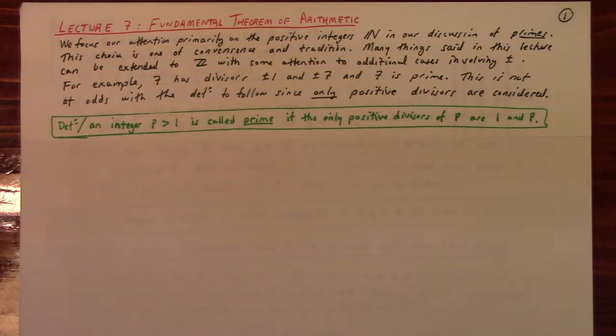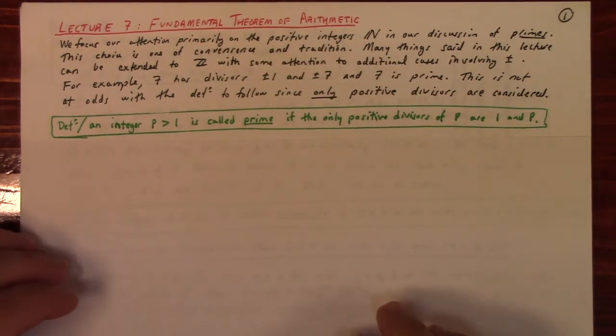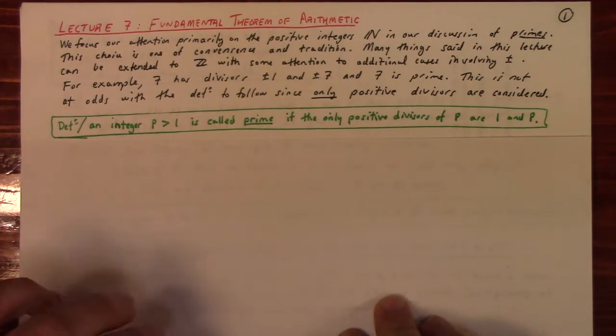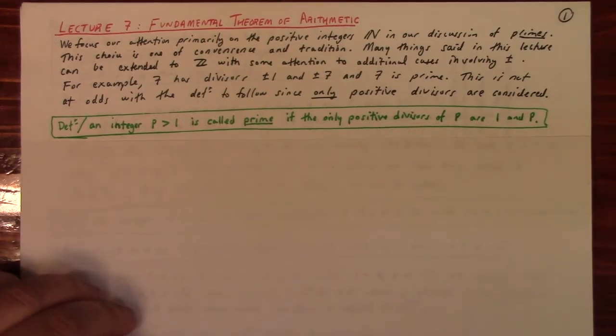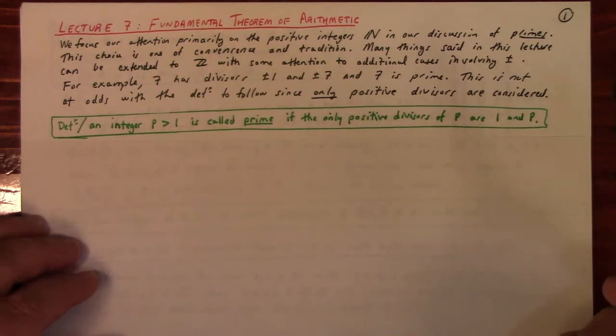So welcome to lecture 7. The main point of this lecture is the fundamental theorem of arithmetic. To make sense of that, we need to talk about what is a prime and what's not for a little bit, and then we'll get to the fundamental theorem towards the end of this lecture.